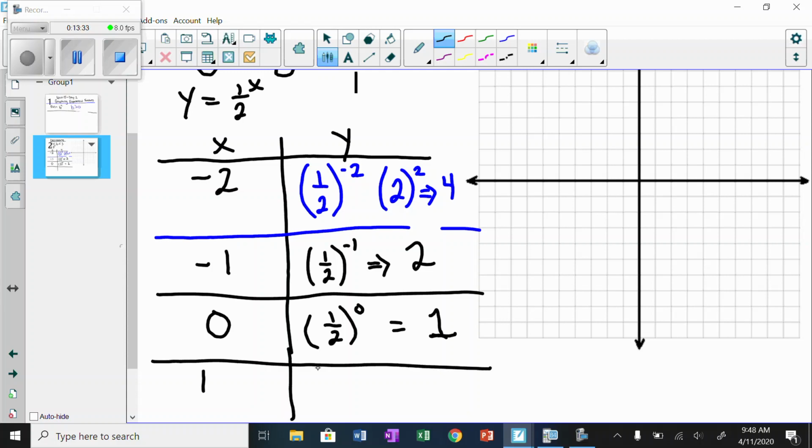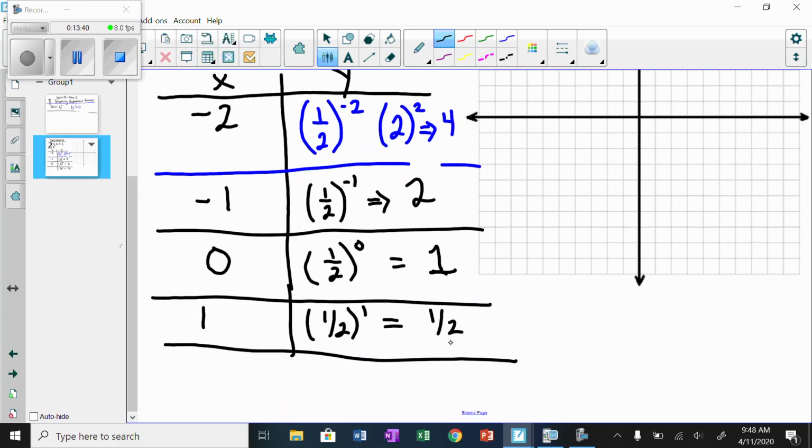Let's go on to 1. So a half raised to the 1st power is just a half. And once again, we'll move on to 2. We'll have a half raised to the 2nd power, which is a fourth.